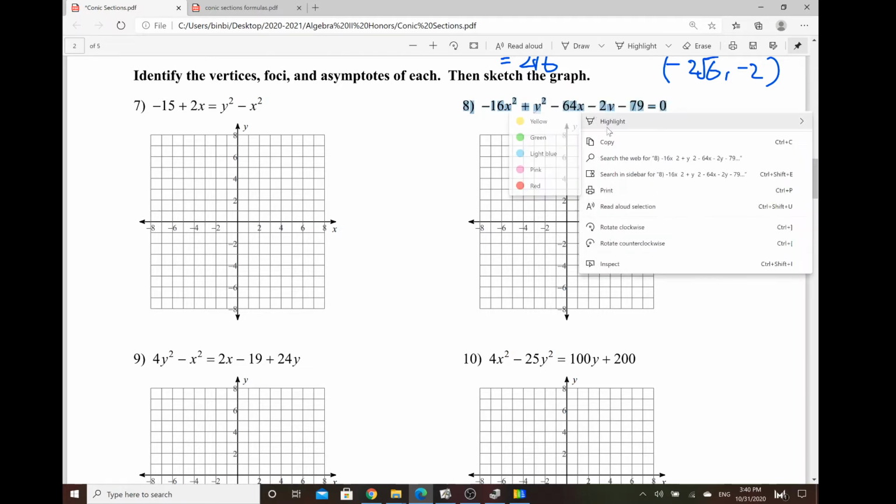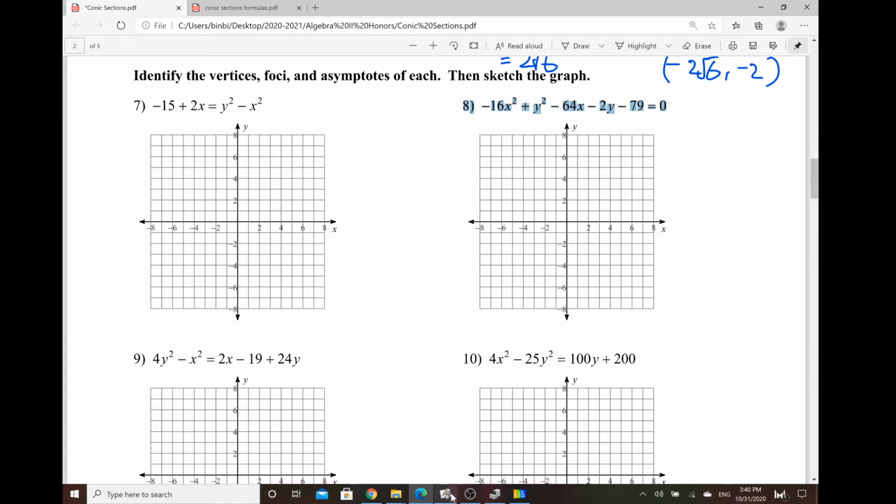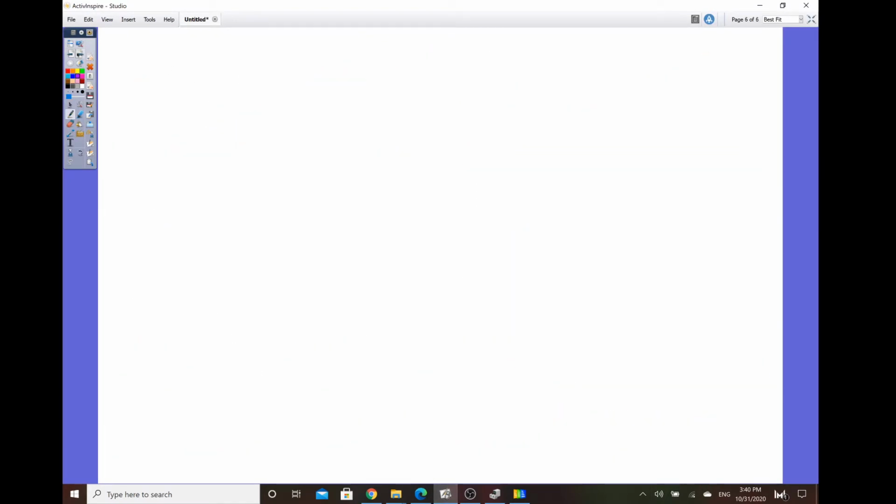Okay, so copy and paste again. Okay, so what we got here is negative 16x squared plus y squared, and then minus 64x minus 2y minus 79 equals 0. So we need to follow those traditional steps: the way to regroup, the way to complete the square, and the way to factor so we can come up with the equation of the hyperbola.